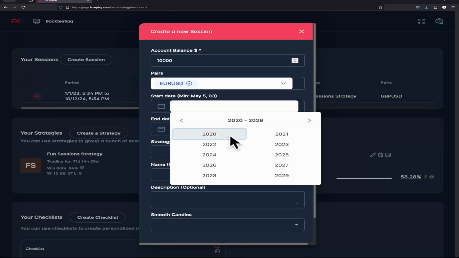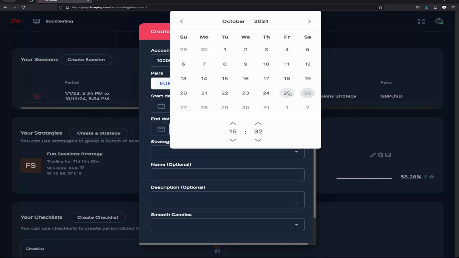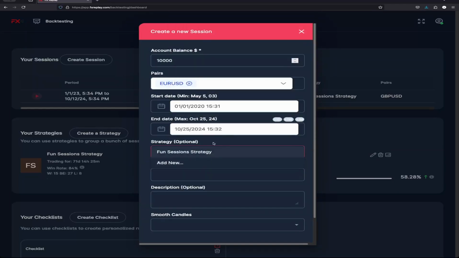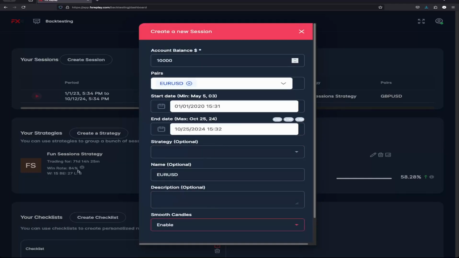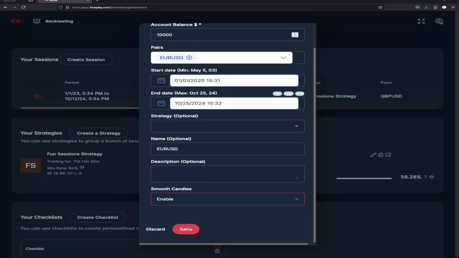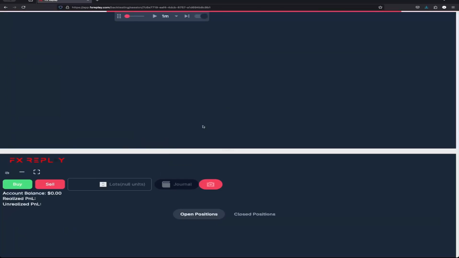I'm not sure of the year to choose. Okay, 2020 is highlighted. Let's just choose 2020 January. Then we can end it on the 25th. I won't use that strategy. I'll just leave it as is. And then I'll call it Euro USD, since this is just a demo, but I'll be continuing with the other backtest afterwards since I'll have already explained what's happening with the strategy. So I'll save and continue.